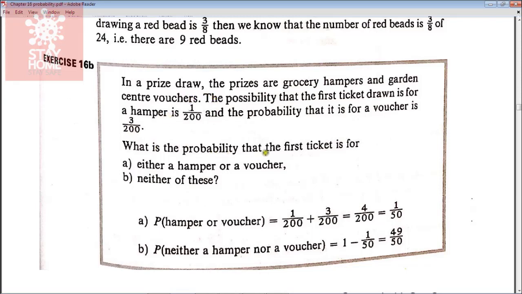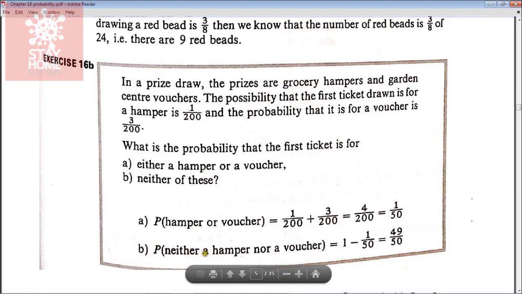So what is the probability that the first ticket is for either a hamper or a voucher? Probability of hamper or voucher. What will you do? Just add the probabilities. 1 over 200 plus 3 over 200, because this is a mutually exclusive event. So that will be 1 over 50.